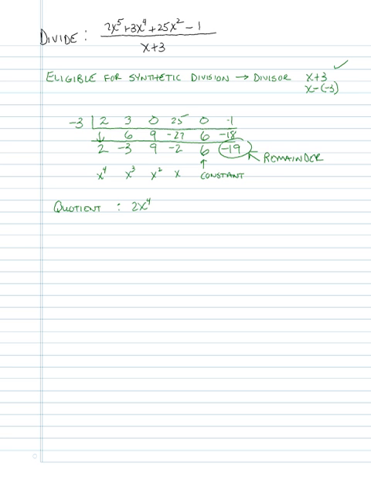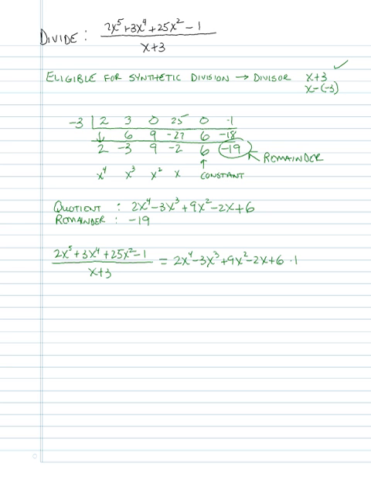2x to the fourth minus 3x cubed. I'm just looking above at the coefficients. Plus 9x squared minus 2x plus 6. And of course our remainder we decided was negative 19. So we could say that when we divide 2x to the fifth plus 3x to the fourth plus 25x squared minus 1 by x plus 3, we get a quotient which is 2x to the fourth minus 3x cubed plus 9x squared minus 2x plus 6 plus a fraction, which is the remainder, negative 19, divided by the original divisor, x plus 3. That's another way we could write that out.